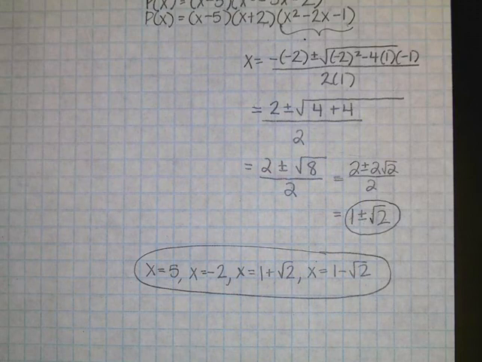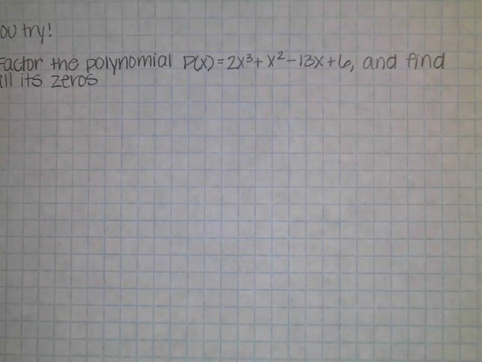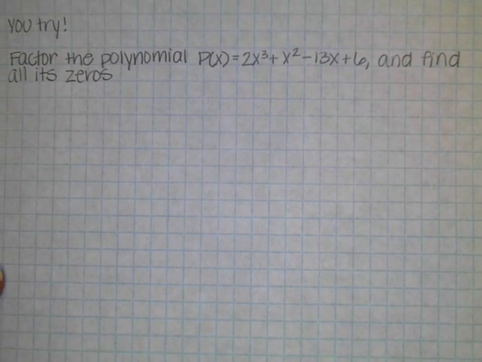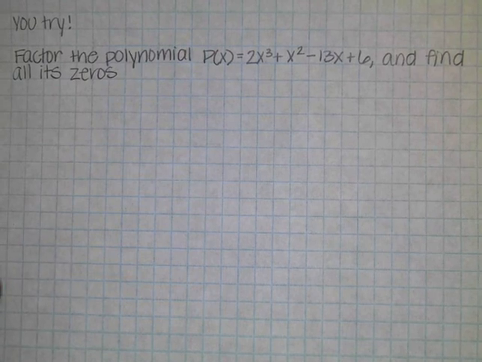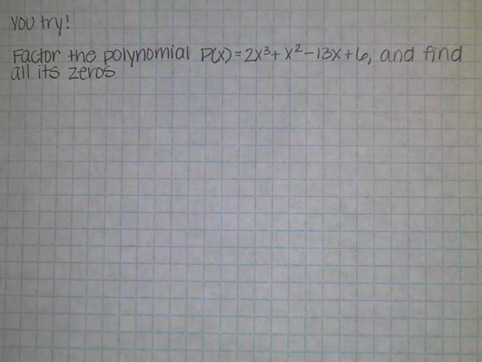In addition to writing down your favorite sports team for me, I want you to try one of these on your own and bring it in with you as your homework assignment for Monday. You're going to factor the polynomial 2x to the third plus x squared minus 13x plus 6 and find all of its zeros. So remember to get started by listing the possible rational zeros, then testing all of them using synthetic division until you get down to a quadratic, and then you can use the quadratic formula, or if you're lucky, maybe you can factor.